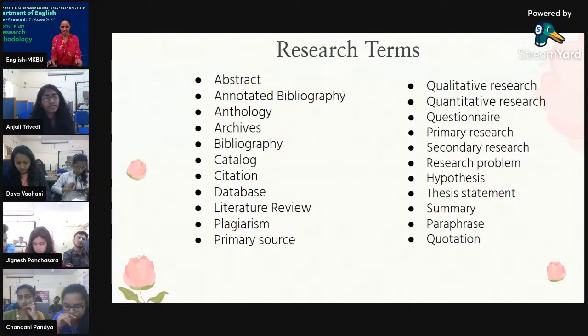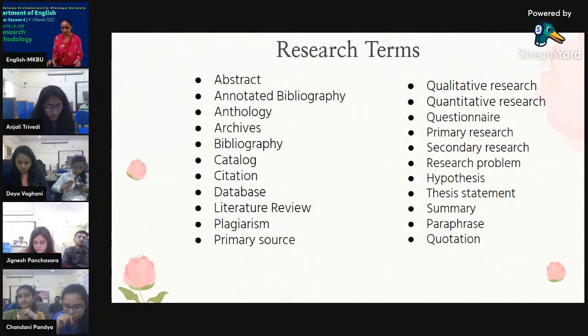Then we have questionnaire. A questionnaire is something that we have to prepare before doing any kind of research. We have to form certain questions to obtain the information that we are going to find in our research. And the questionnaires can be completed on paper, using a computer, or with an interviewer.